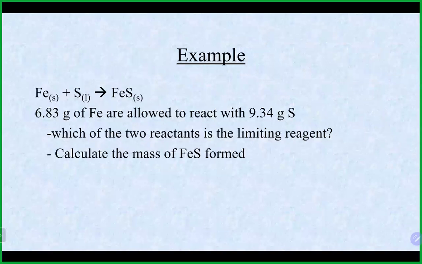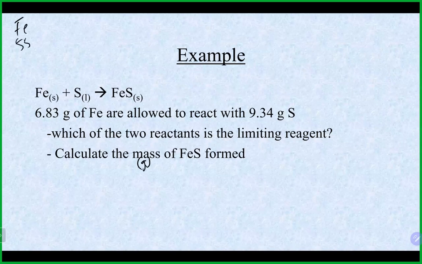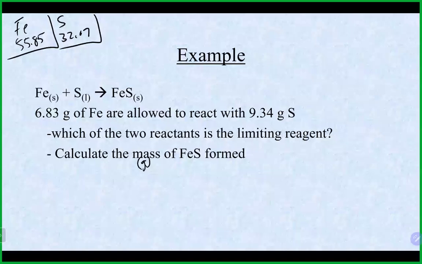Which of the two is the limiting reagent, and what is the mass in grams of FeS produced? So iron is 55.85 and sulfur is 32.07. So take a few moments and follow the steps here. I'm assuming it's a limiting reagent problem because it asks you which one it is. Yeah, so follow those steps.